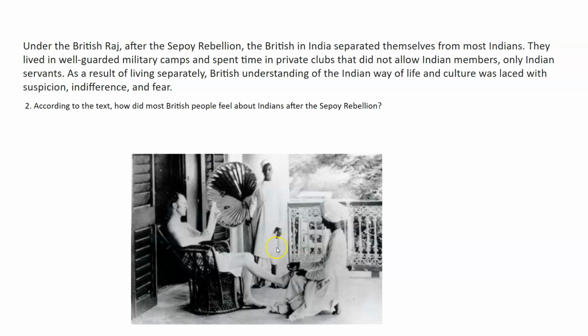All right, we're seeing this picture again. I'm going to read this paragraph and then have you answer this question in the Edpuzzle. Here's your question, then I'll read the text. According to the text, how did most British people feel about Indians after the Sepoy Rebellion? All right, the text. Under the British Raj, after the Sepoy Rebellion, the British in India separated themselves from most Indians. They lived in well-guarded military camps and spent time in private clubs that did not allow Indian members, only Indian servants. As a result of living separately, British understanding of the Indian way of life and culture was laced with suspicion, indifference, and fear. So how did most British people feel about Indians after the Sepoy Rebellion? Answer that in the Edpuzzle.